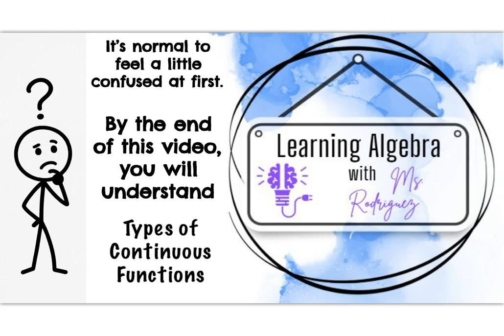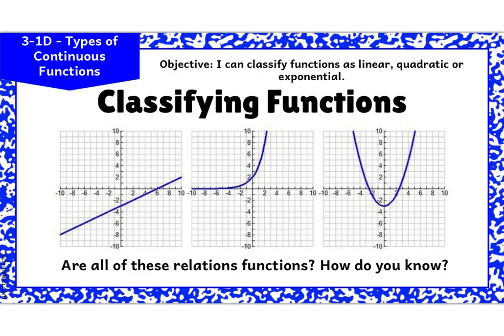By the end of this video, you will understand types of continuous functions. Previously, it has been discussed that certain relations can be functions. Because these are graphs, a way we can quickly tell these graphs are functions is because they pass the vertical line test. So these are considered functions.